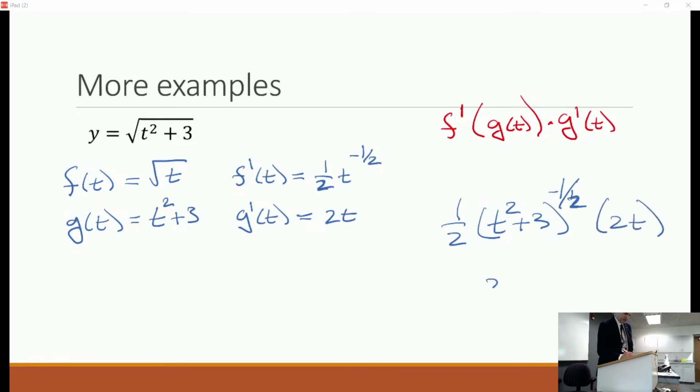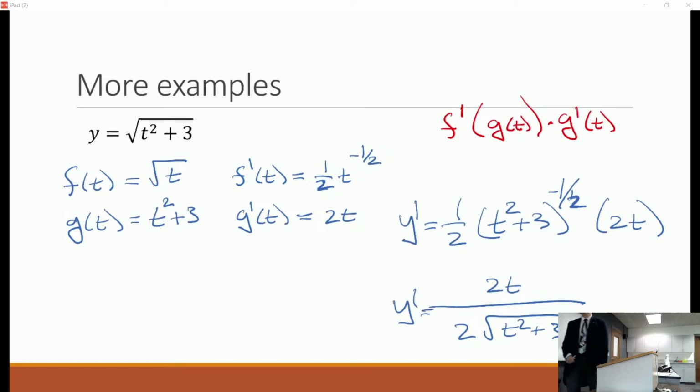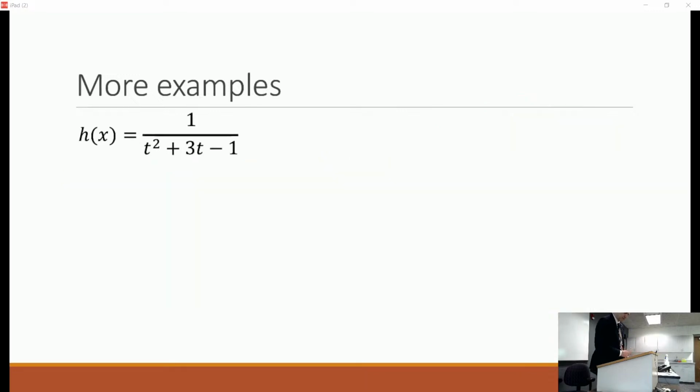And yeah, so that's going to be 2t over 2 times the radical. This is y prime. You could cancel the 2's if you wanted to, but very nice. Beautiful. So is everyone doing okay? All right, let's see another example here.